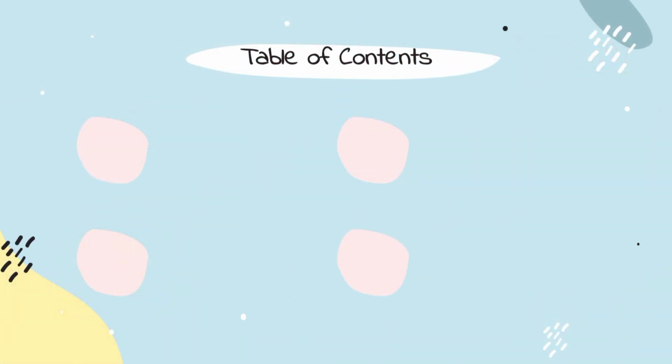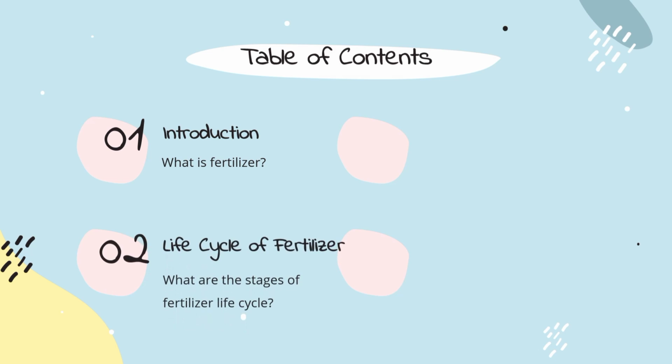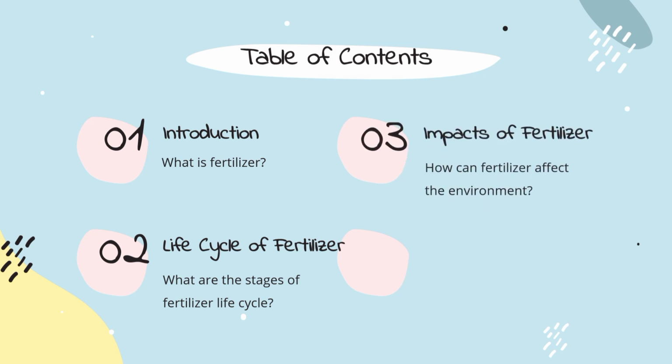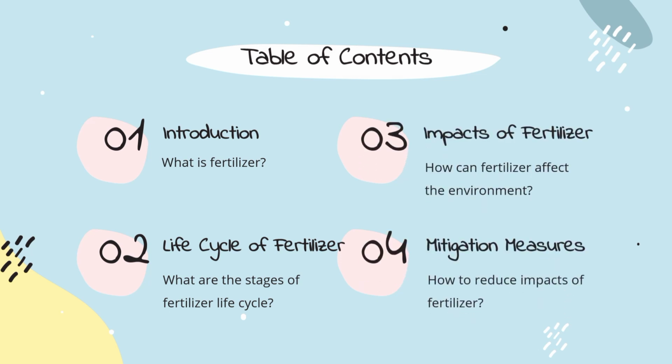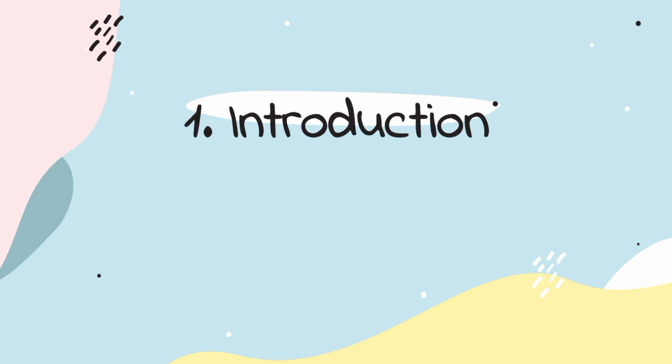Before that, let us have a look at what we are going to go through today. First, the introduction, which introduces what fertilizer is and its types. Second, the life cycle of fertilizer. It constitutes all the stages in the fertilizer life cycle. Third, the impacts of fertilizer, especially on the environment. Finally, there are some mitigation measures recommended to reduce the impacts of fertilizer. Without further ado, let's move to the first part, the introduction.